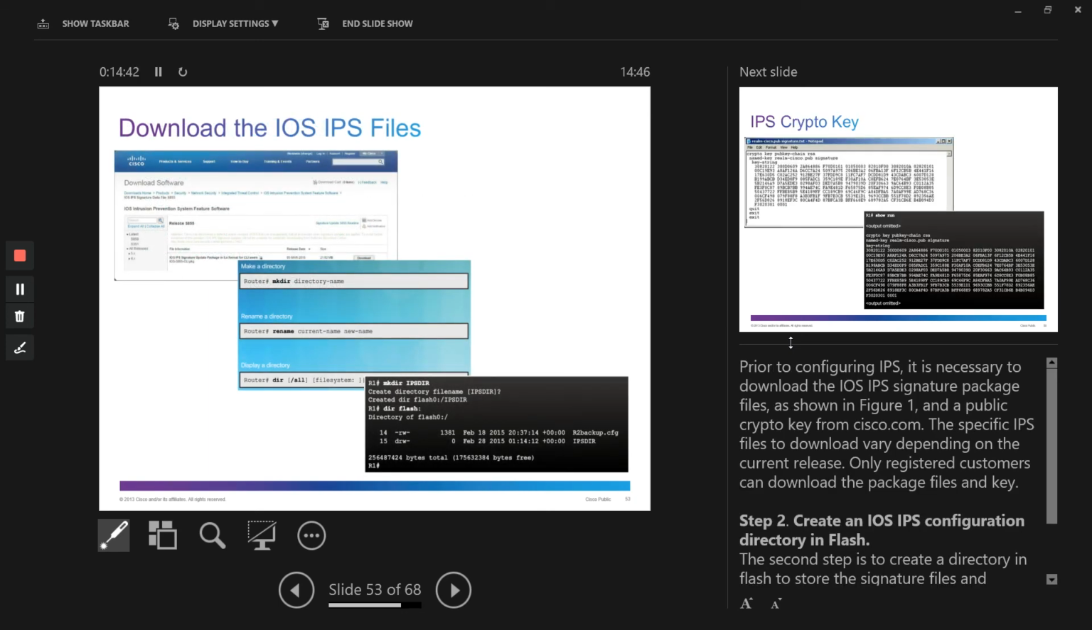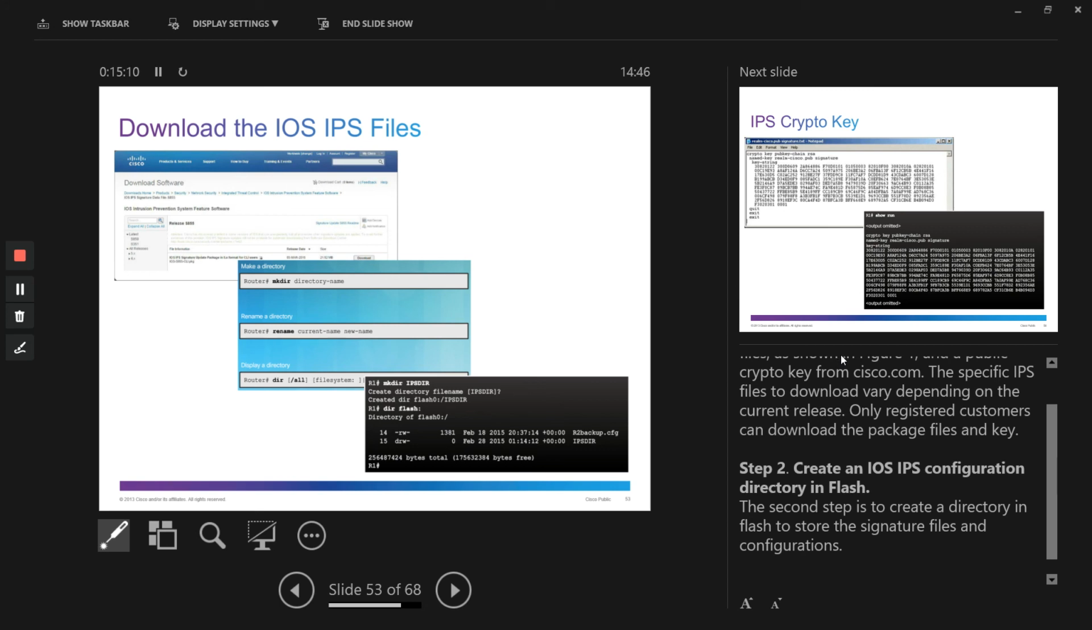The first one is to download IOS IPS. Before you configure IPS, it is important to download the IOS IPS signature package file. You can download it from the Cisco website. The specific IPS file to download varies depending on the current release, and only registered customers can download this package and the keys. So you have to register with them.